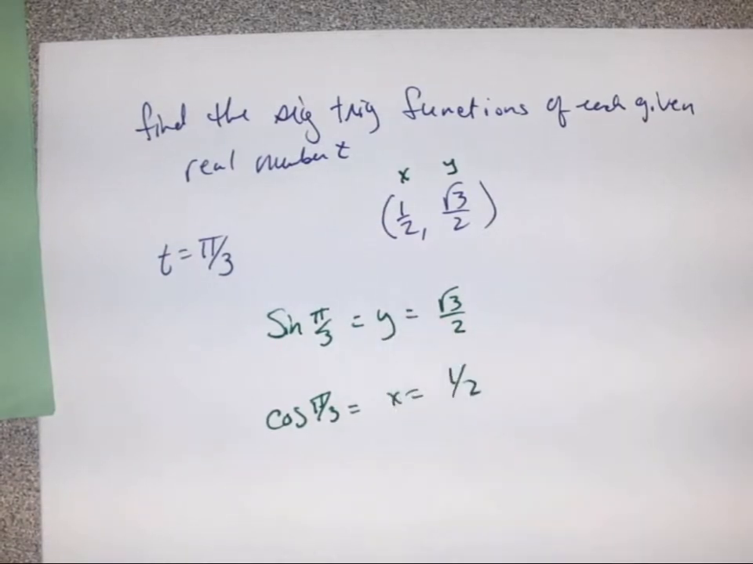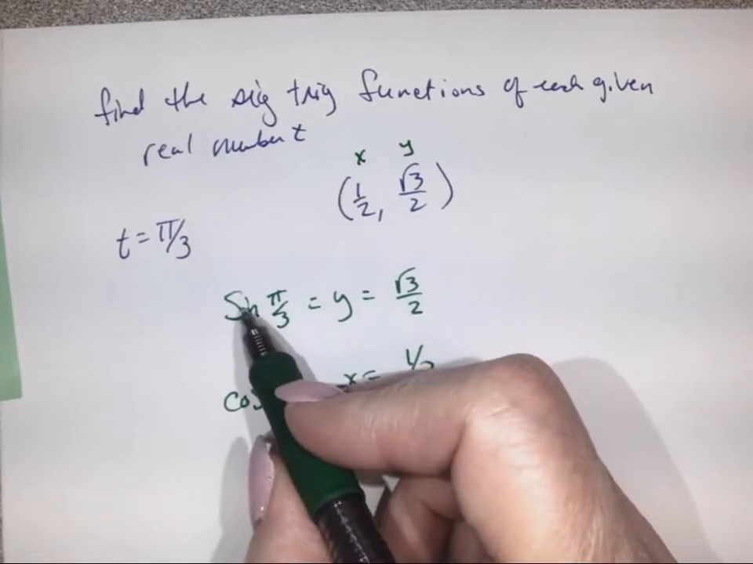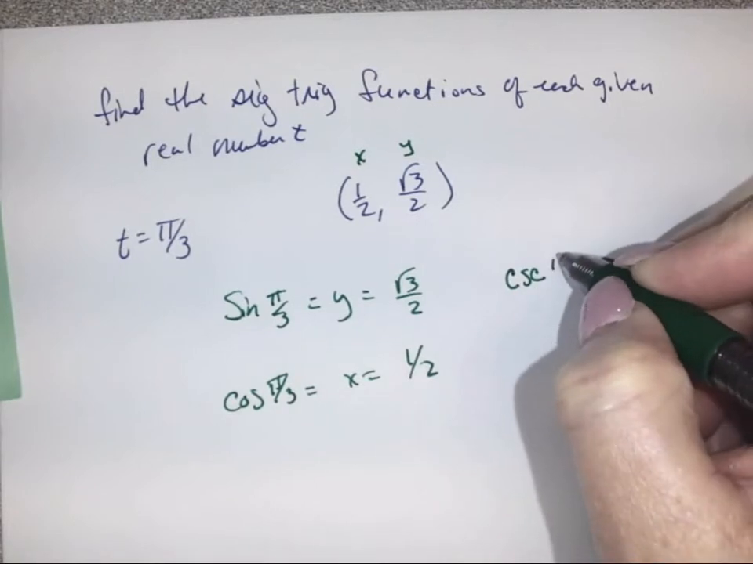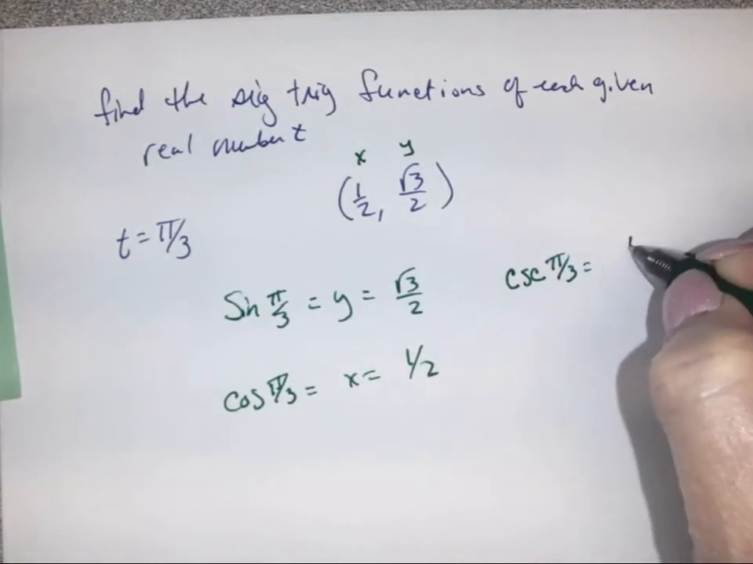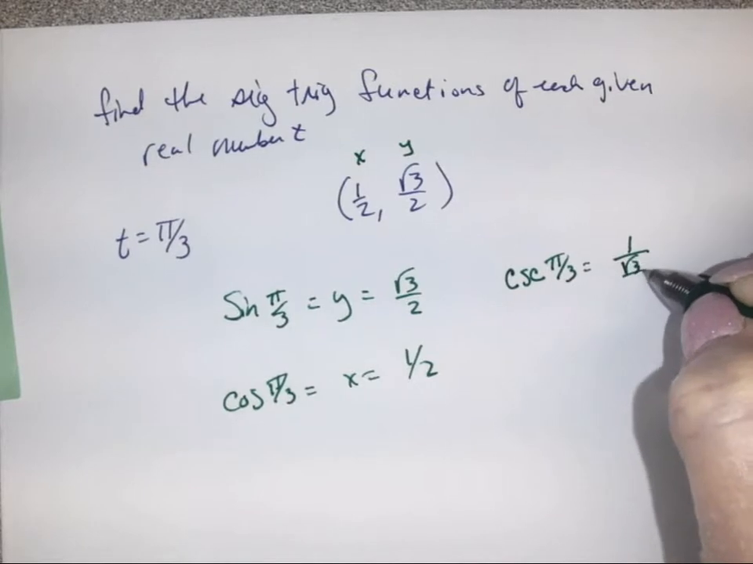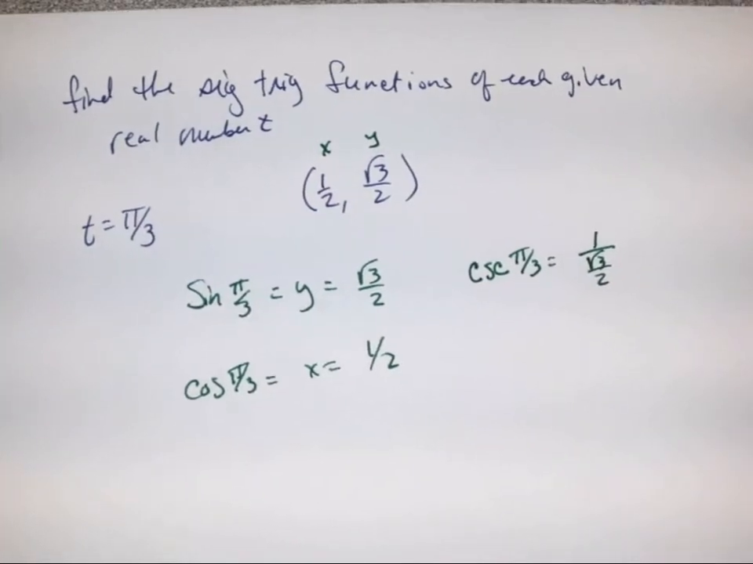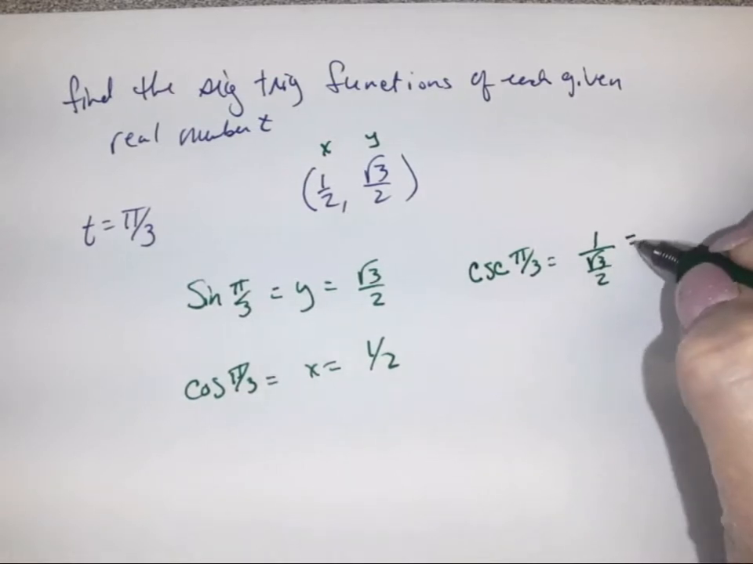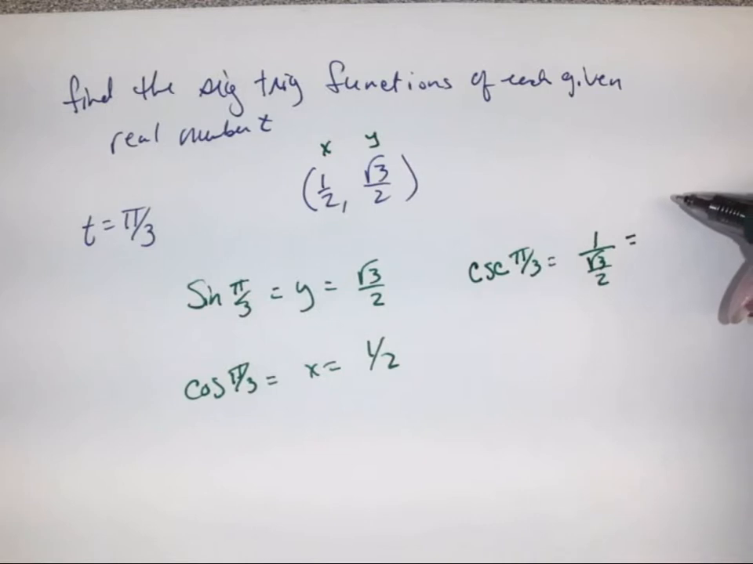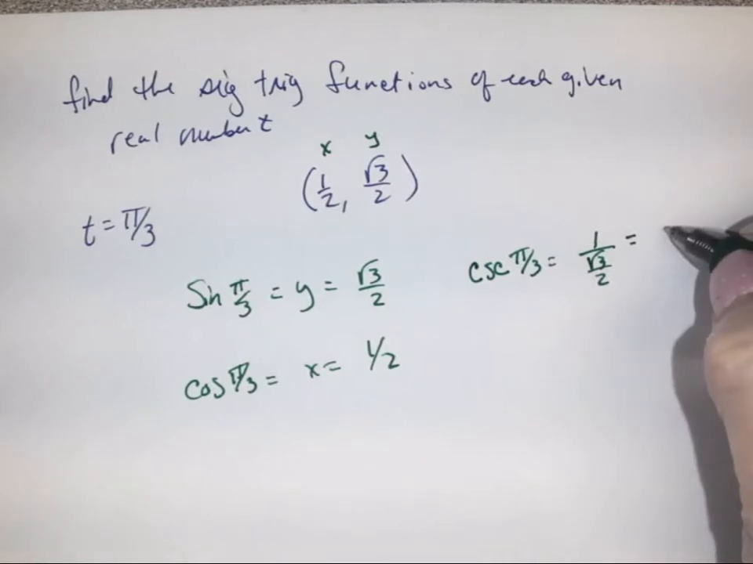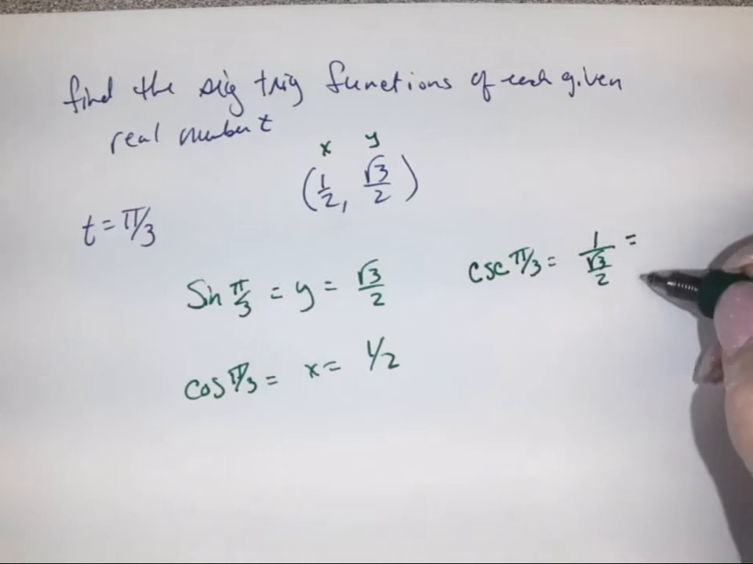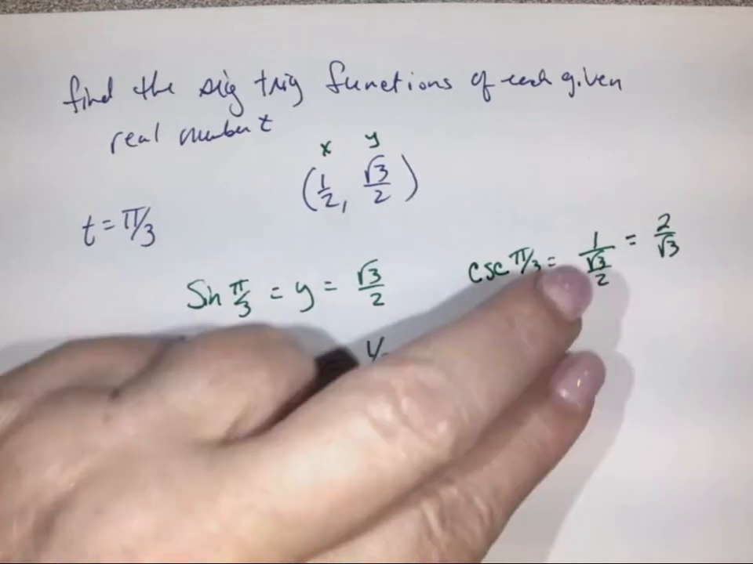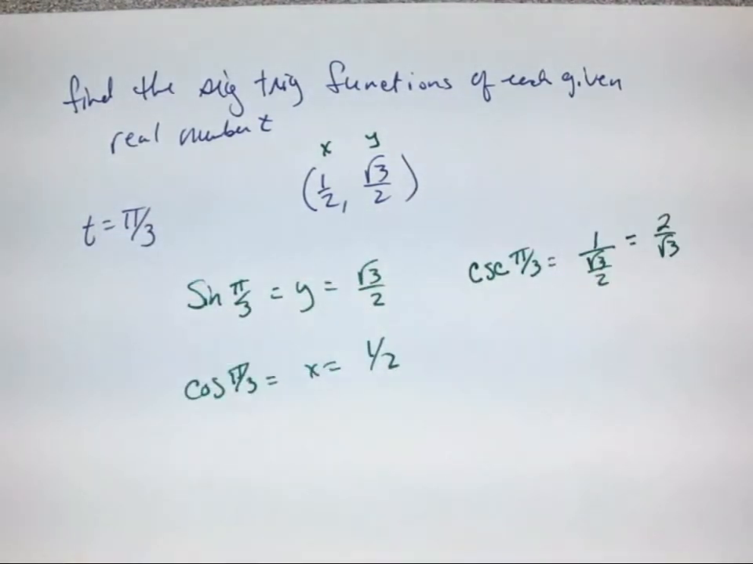So let's go find the reciprocals of these. Recall that we just talked about sine will get a co-companion in there, so it'll be cosecant of pi over 3, and it's equal to the reciprocal of our y value. Now, we don't divide by fractions, we multiply by reciprocals. Multiplying by that reciprocal, it'll become 2 over the square root of 3.